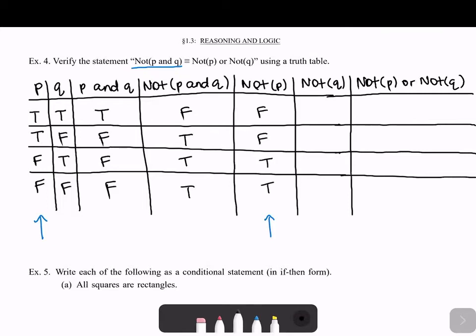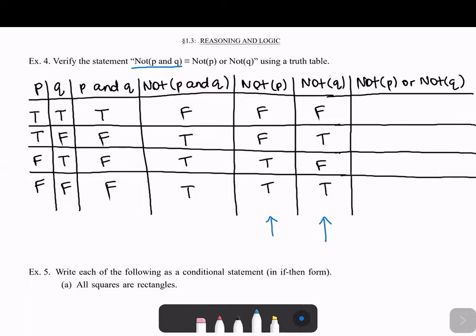And then we have not Q. In order to get not Q, we just need to look back at the Q column. Q was true, false, true, false, so not Q is going to be false, true, false, true. And now we're going to combine not P and not Q using or. So we're looking at these two columns, not P and not Q, and combining them using or.